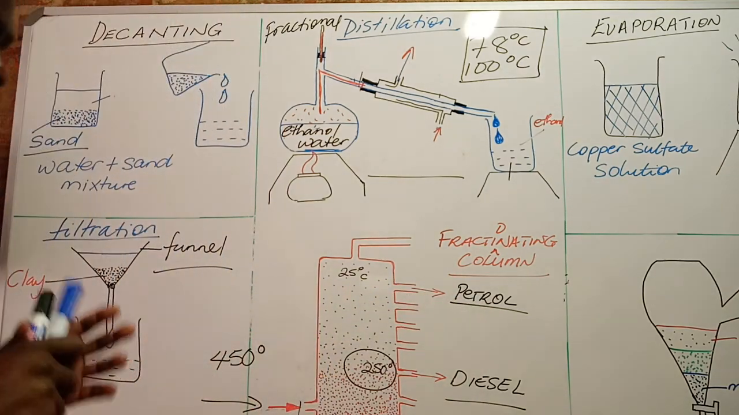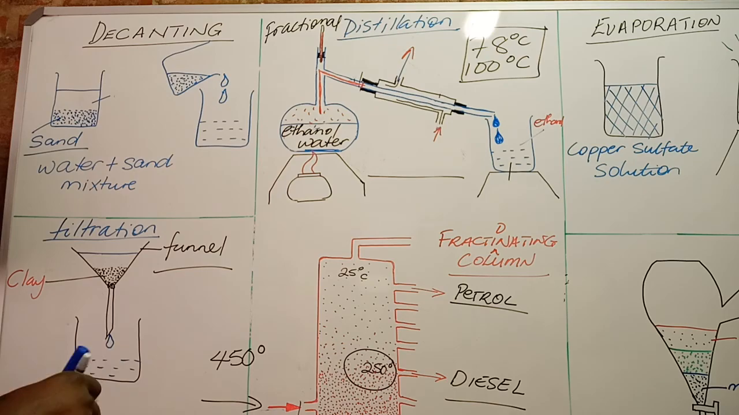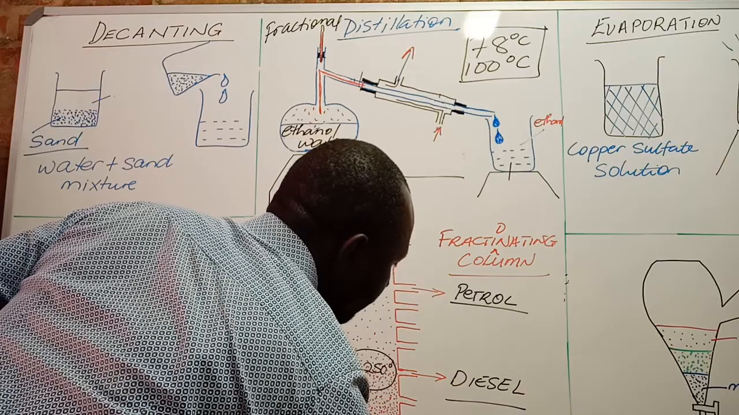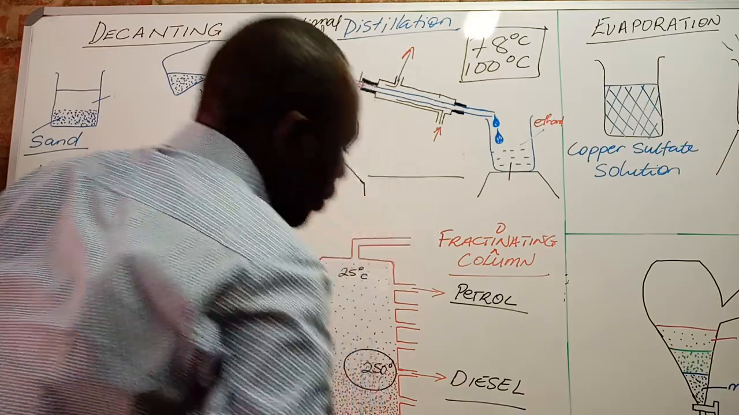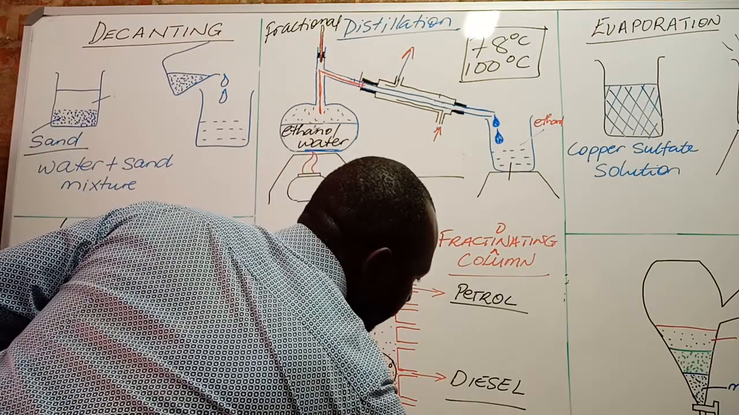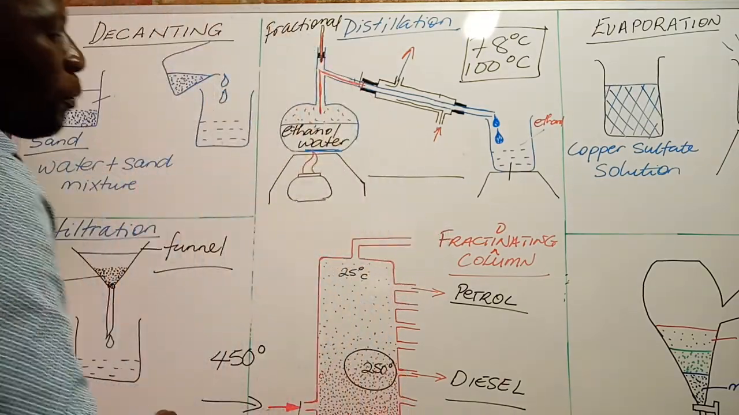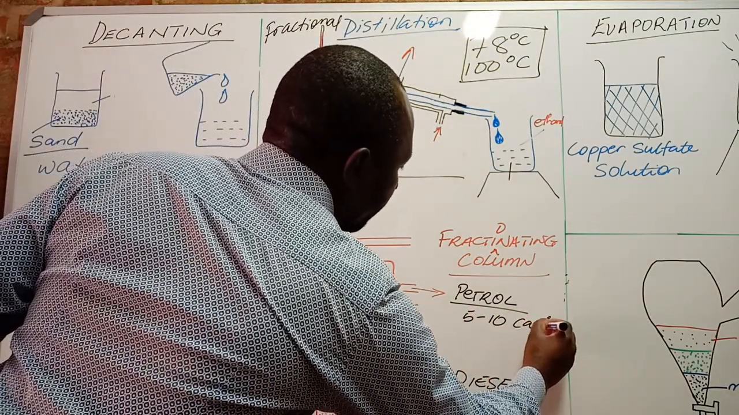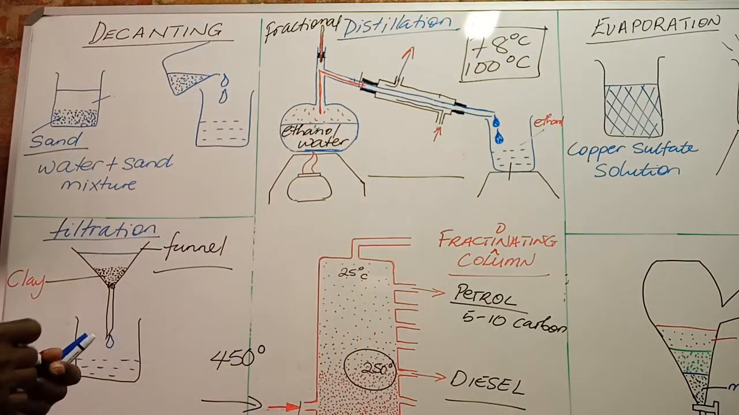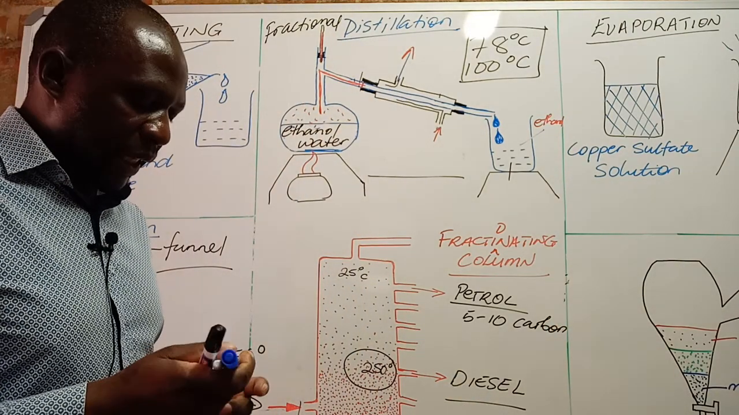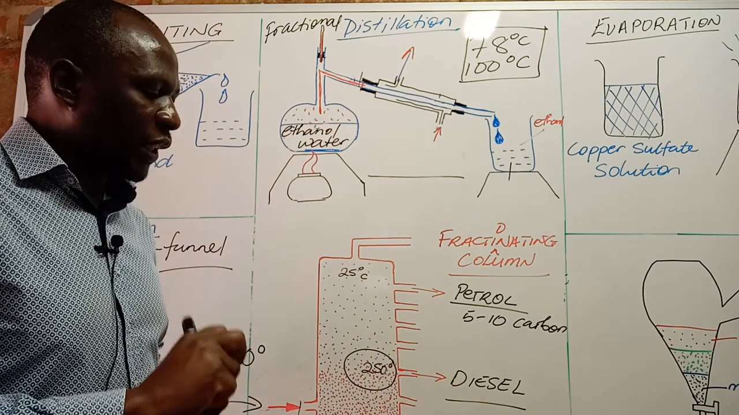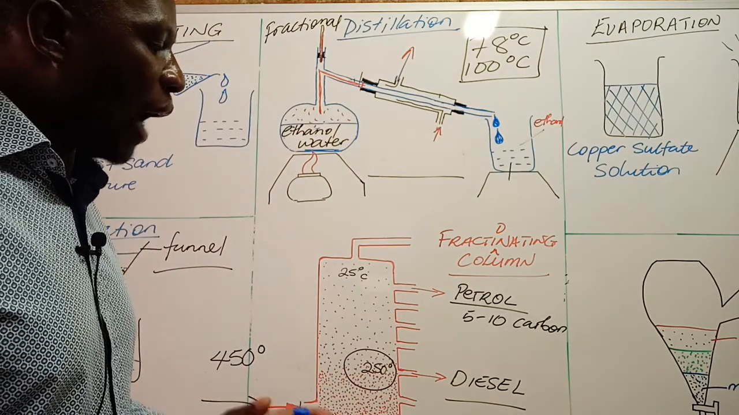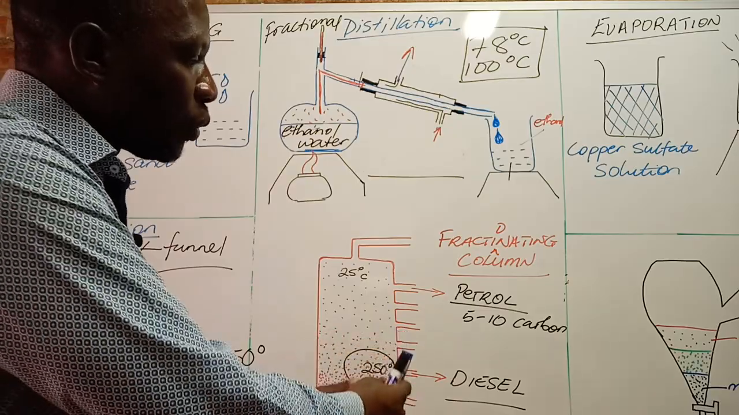Now, in diesel, every molecule of diesel contains about 13 to 19 atoms of carbon. And every petrol molecule contains about 5 to 10 atoms of carbon. Then that means that the particles of diesel, or the molecules of diesel, are more dense. In other words, they are heavier than the molecules of petrol.